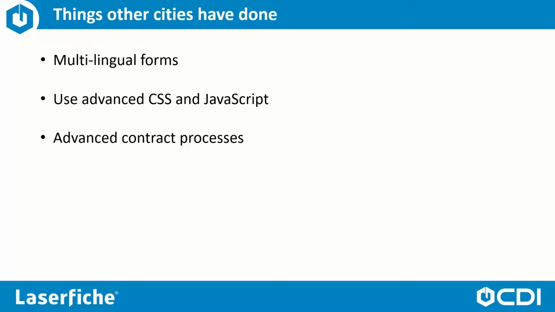Some big ones that we've seen a lot of cities doing recently: advanced contract processes. So you can utilize forms as a way of capturing your contracts and all that data that gets captured there, moving it around, creating your boilerplate documents as needed, and sending those out.